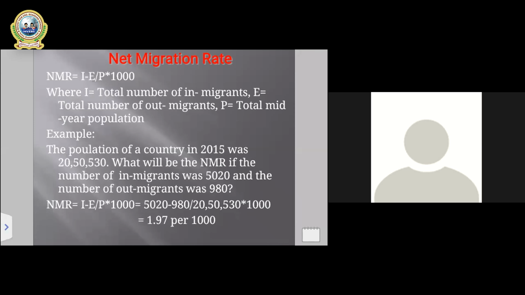I means in migrants was 5,020. You can see the example there, it is mentioned, right? And subtract the total out migrants, which was 980. And now divided by P, which means the total number of population, which was 20,50,530, as mentioned in the example, and multiplied by 1000 to calculate NMR. Now we have to do cross multiplication.